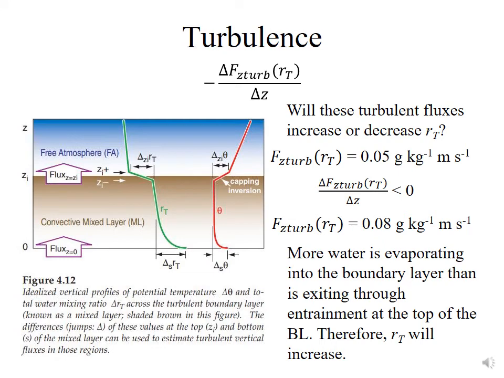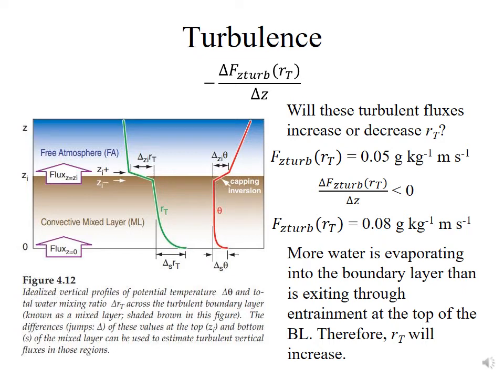Turbulence is one of those things which is really difficult for us to deal with quantitatively. But let's take a look at the figure on the left to define the situation that we have. Over here the vertical axis is height, and we have the convective mixed layer shown in brown, which is typically anywhere from 1 to 5 kilometers high, depending upon time of day and location. And then we have the free atmosphere above, which is shown in blue.